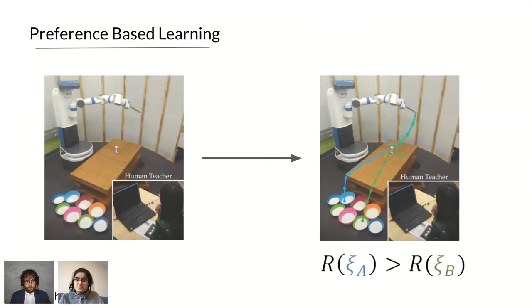So this is where preference-based learning can be very useful, because the robot can actually show the user different trajectories, from which the user can then select and pick which trajectories they prefer to accomplish the given task.